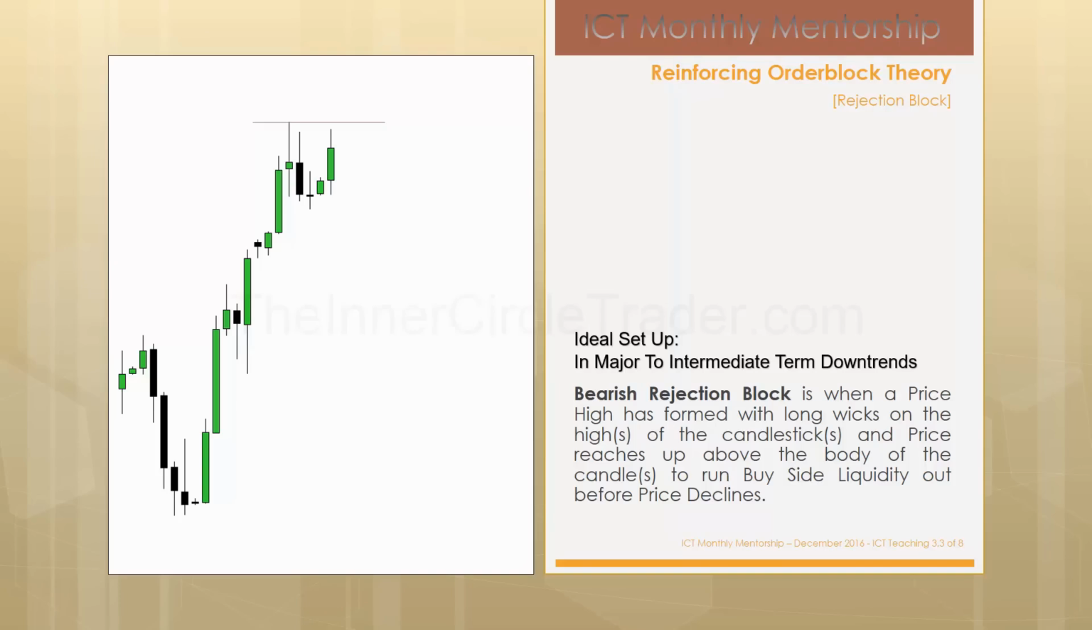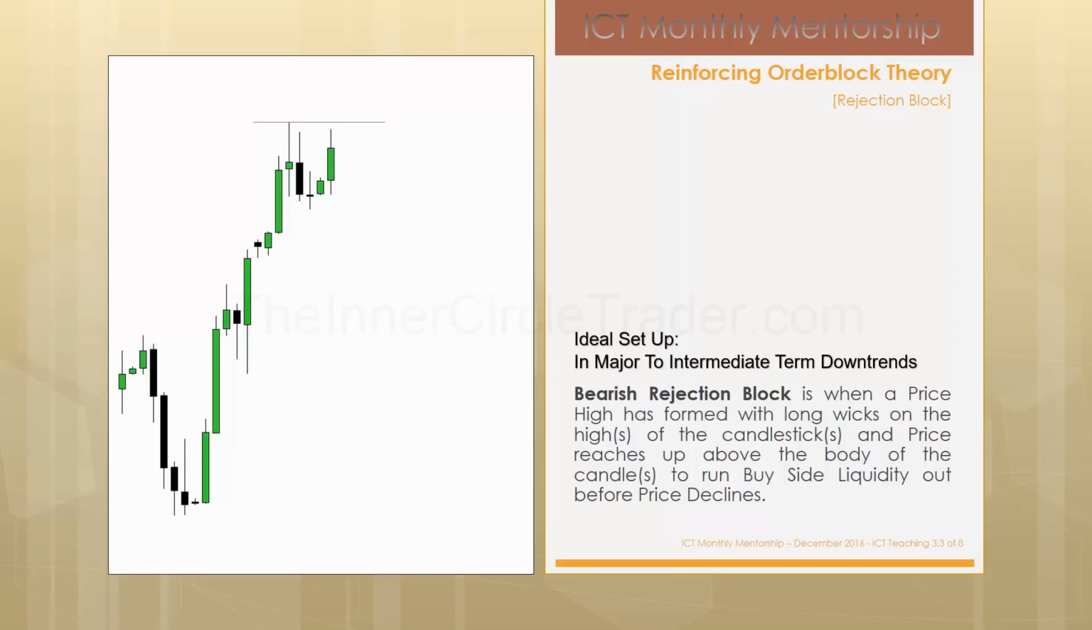Okay, we're going to talk about a bearish rejection block. And before we get into it, the ideal setups are found in major to intermediate term downtrends. The bearish rejection block is when a price high has formed with long wicks on the high or highs. It can be more than one candle that forms a high of the candlestick or sticks, and price reaches up above the body of the candle or candles to run the buy side liquidity out before the price declines.